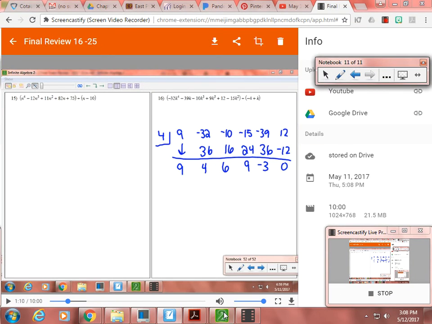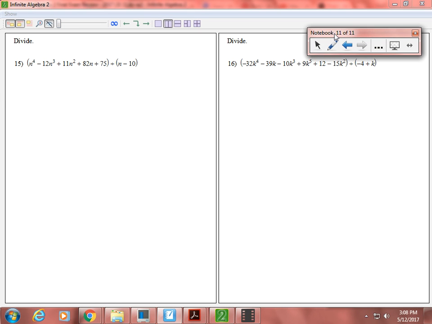This one is going to start with number 15. First thing we need to do with synthetic division is to put these in order from greatest to smallest. So we have 1n to the fourth minus 12n cubed, 11n, 82n, and 75. What's going to go inside of the box here with doing synthetic division is a positive 10.